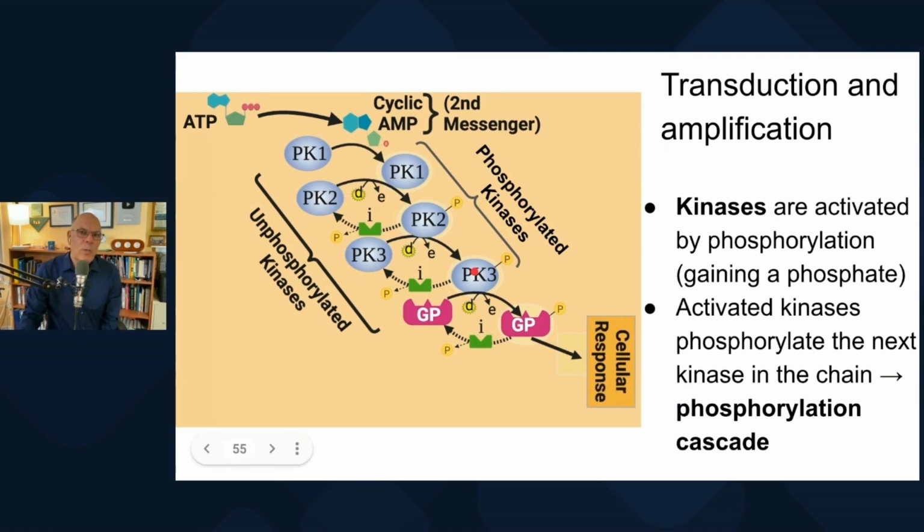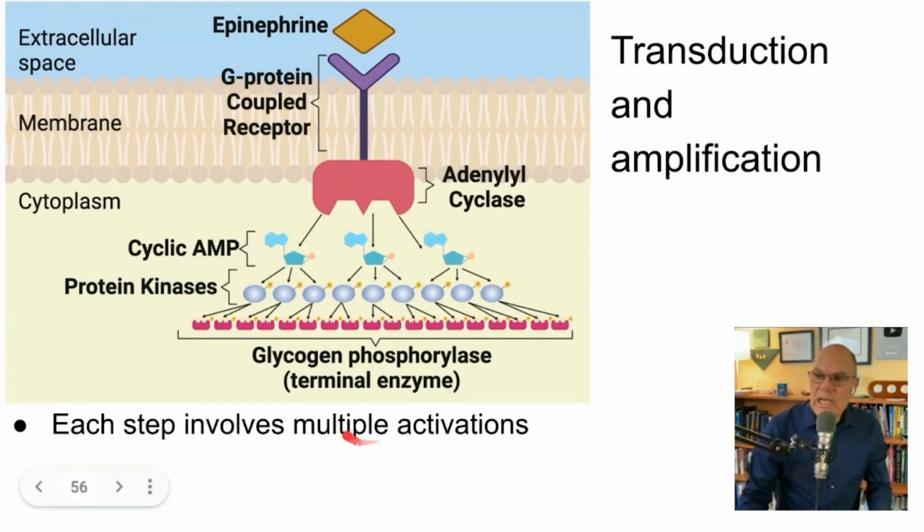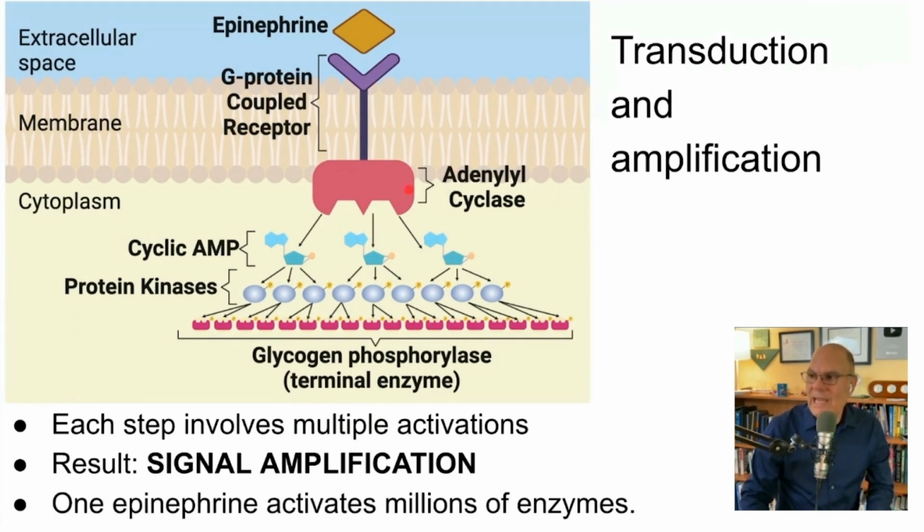What I want you to start imagining now is that there are multiple phosphorylation cascades that happen in parallel with one another. Each step involves multiple activations, and the result is signal amplification, where one epinephrine binds, but that will lead to the production of several cyclic AMPs by adenylyl cyclase. Each cyclic AMP will kick off protein kinase 1, and then you have to imagine a whole chain, and that will activate so many glycogen phosphorylases.